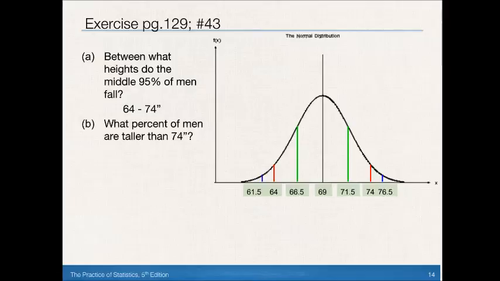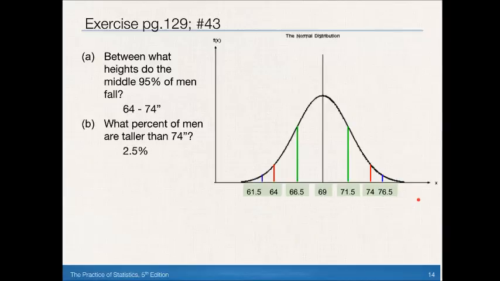Part B, what percent of the men are taller than 74 inches? So we want to figure out what percent that is. Well, once again, I think we've already done this in the last problem. Remember we have 95% between the red lines, and so we have 5% on the outside of the red lines, one over there and one over there, so of course that's 2.5%, like we calculated before.